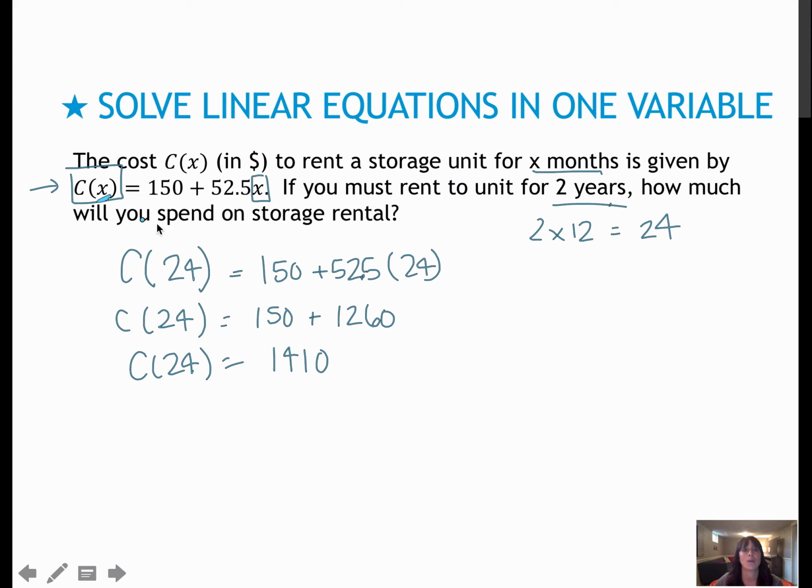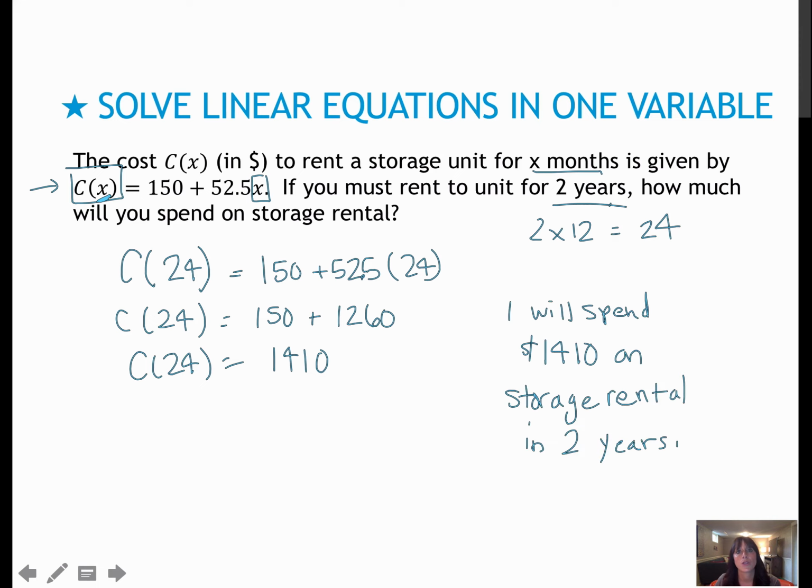Again, the question is, how much will I spend on storage rental? So I will write a sentence. I will spend $1,410 on storage rental in 2 years.